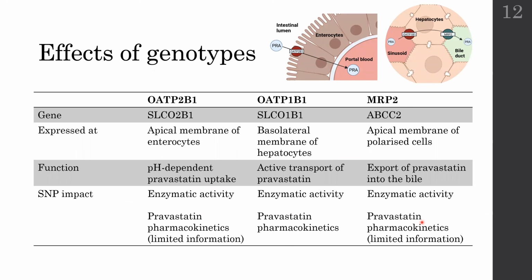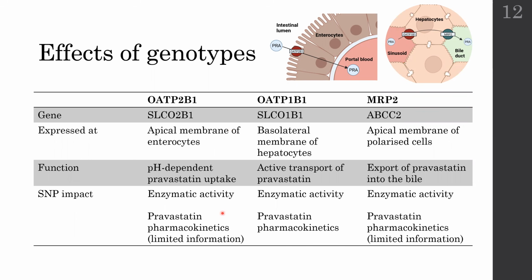So again, in order to better understand the context in the next slides, we can take a look at the effects of the genotypes, since they have an influence on the pharmacokinetics of pravastatin. So beginning with OATP2B1, it's commonly expressed by gene SLCO2B1 at the apical membrane of enterocytes, and it is responsible for the absorption of pravastatin into the enterocytes within the intestinal lumen.